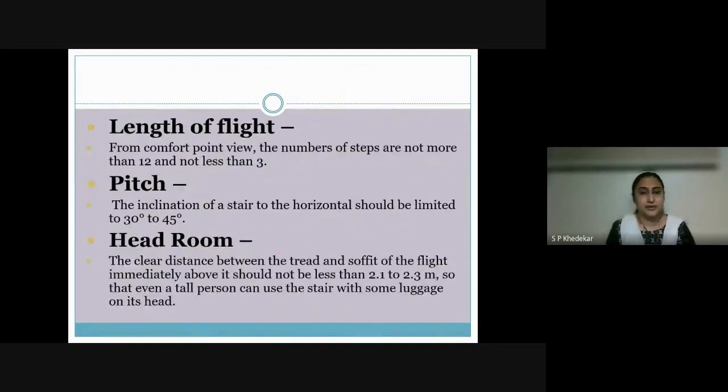Then length of a flight. As I've already told you, a flight means an unbroken series of steps. When we talk about only one flight, from a comfort point of view, the number of steps in one flight should not be more than 12 and should not be less than 3. Then pitch. Pitch is the angle which the stair makes with the horizontal. So this basically is the pitch, and this angle should be limited from 30 to 45 degrees. Then headroom. Headroom should not be less than 2.1 to 2.3 meters.